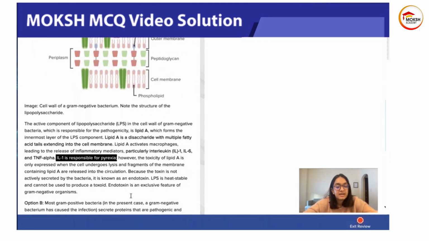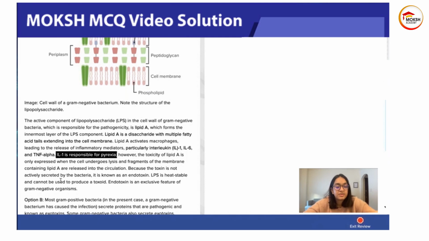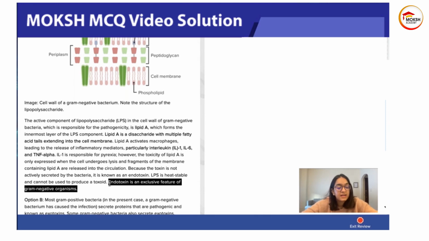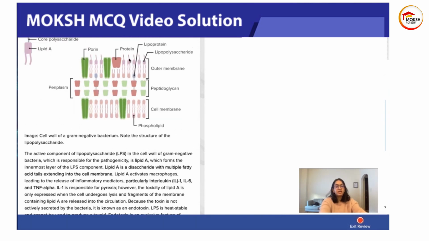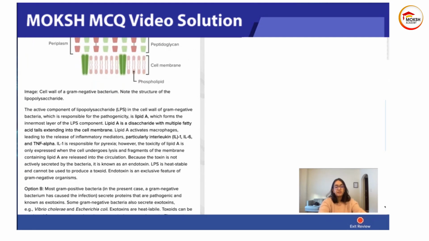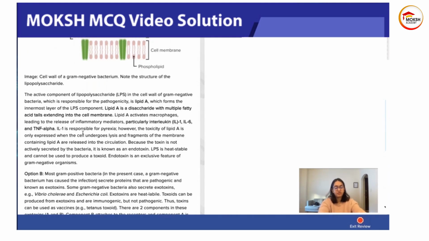And lipopolysaccharide is heat stable. It cannot be used to produce a toxoid. Endotoxin is an exclusive feature of gram-negative organisms. So you need to recognize the fact that gram-positives produce exotoxins, gram-negatives produce endotoxins, and what the major endotoxin component is and how it acts. So lipid A produces IL-1, which is responsible for the fever. If you just remember that much, most of your questions you will be able to tackle.